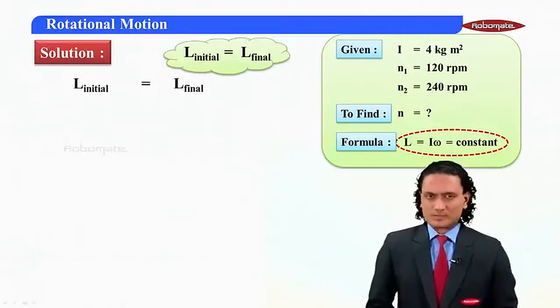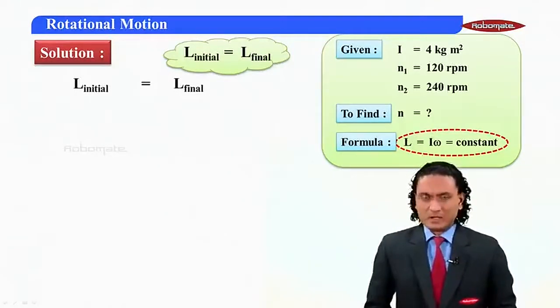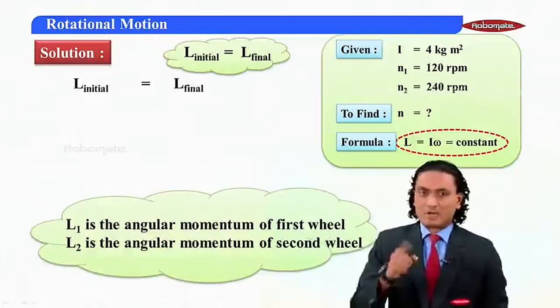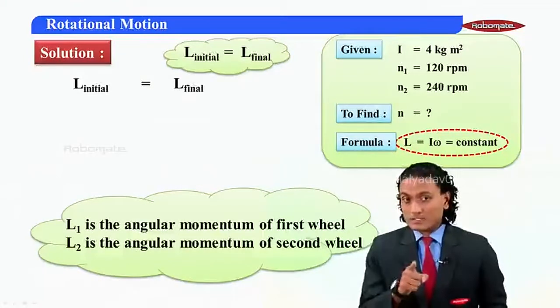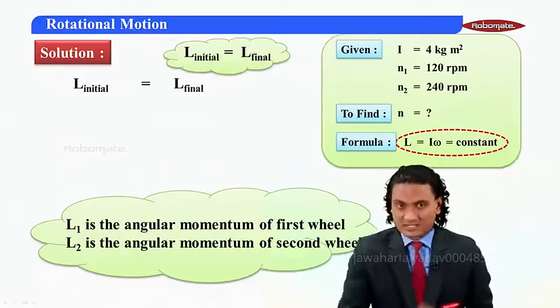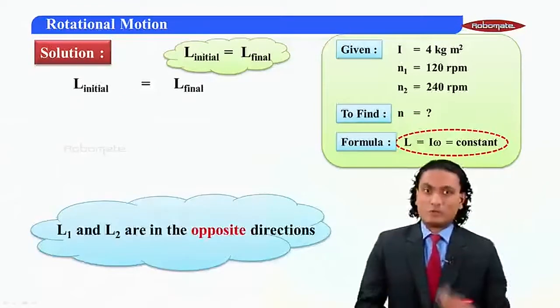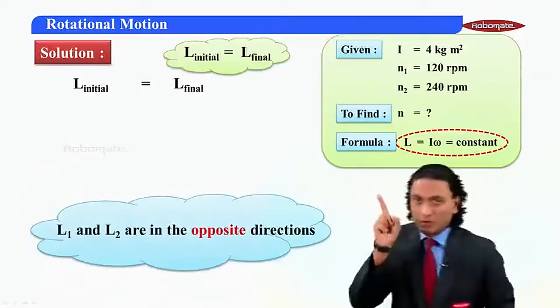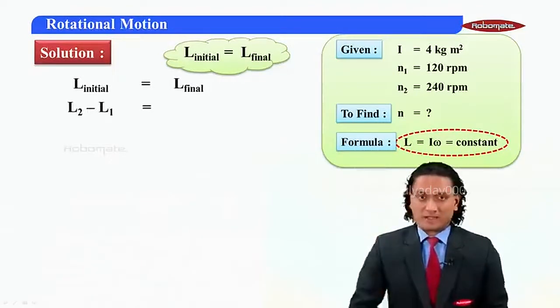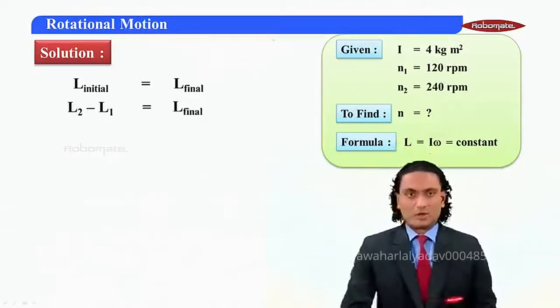Now students, both the wheels are rotating separately. L1 is the angular momentum of the first wheel, L2 is the angular momentum of the second wheel. Remember this, both the wheels are rotating in the opposite direction, and angular momentum is a vector. So L1 and L2 will also be in the opposite direction. So what will be the total initial angular momentum? Total initial angular momentum will be L2 minus L1. This should be equal to L final.